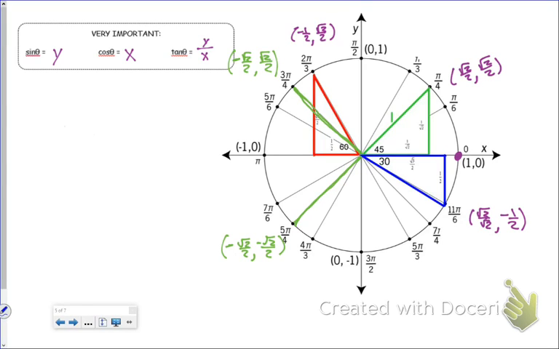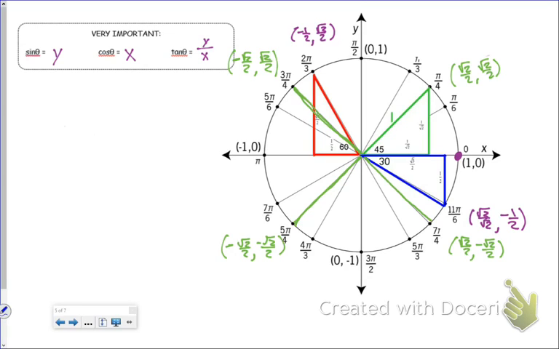And then the last one with the same reference angle would be 7 pi over 4. So 7 pi over 4 is a positive root 2 over 2, but a negative for the y-coordinate. So again, it's the same absolute value. The only difference is where the positives and negatives are. So every pi over 4 radian that you get is going to have that same x and y coordinate.